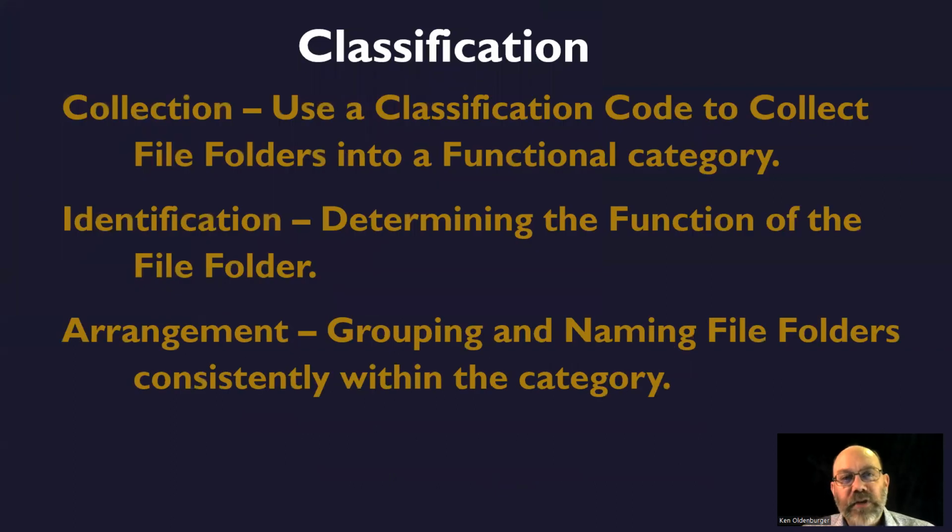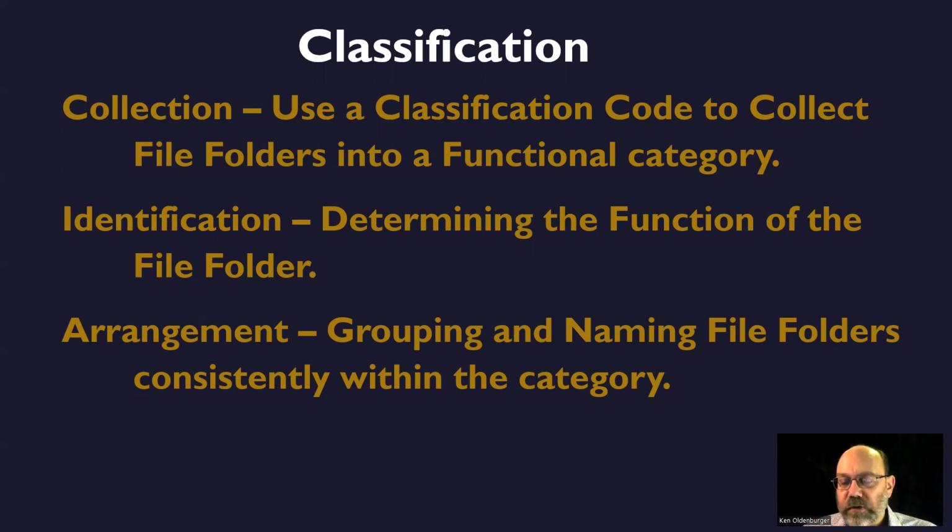All right, so when I say collection, that means that we're using a classification code to collect file folders into some sort of hopefully functional category. And when I say identification, that's the method of determining the function of the file folder so that it can go into the correct category. Arrangement: within the category, we want to be able to group and name file folders consistently, often according to a naming convention.